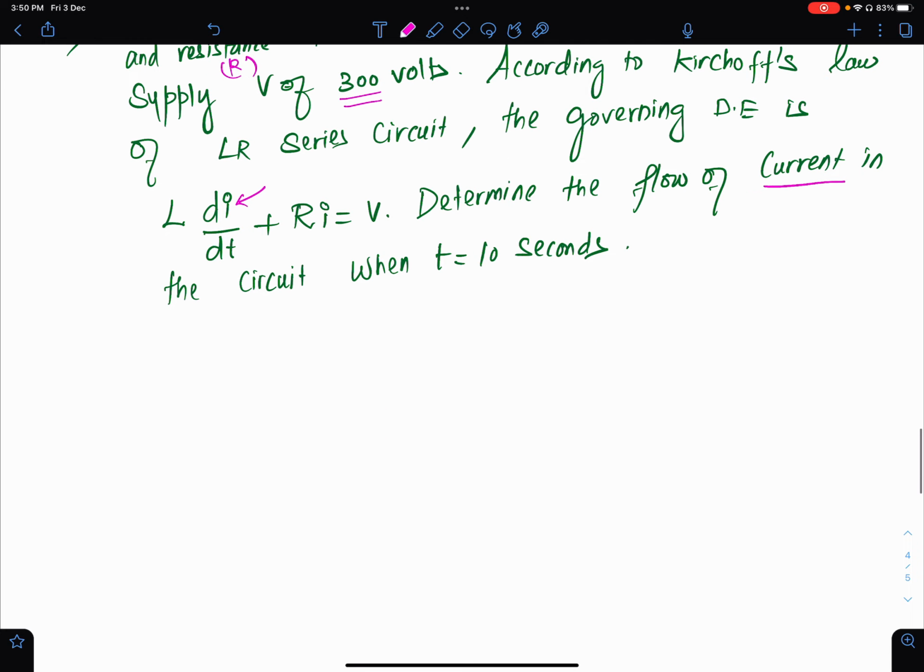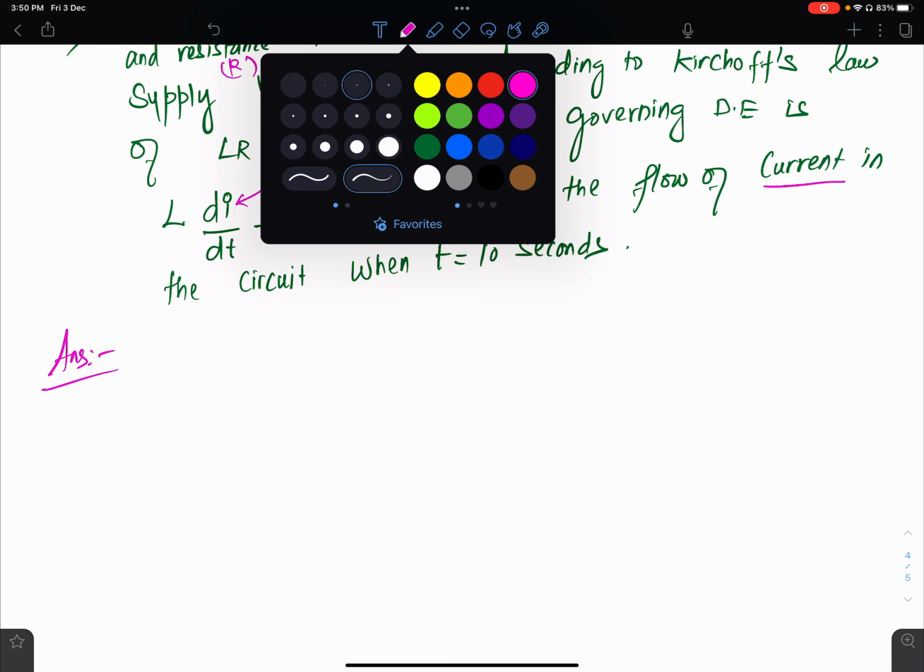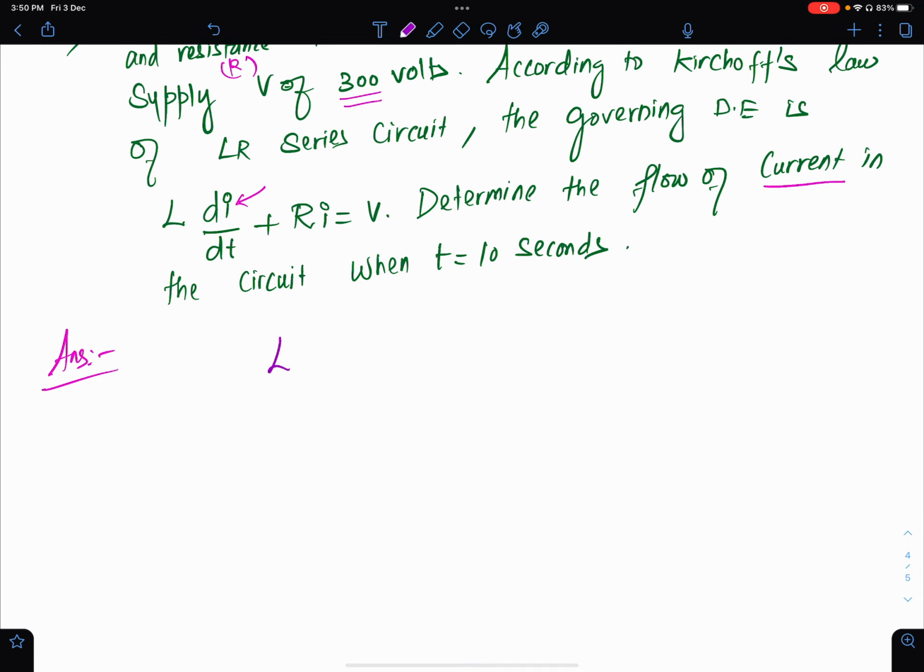Okay, so we will solve the differential equation. Our task is to solve the differential equation. So take the differential equation. What is that? It is L di by dt plus Ri equal to V.